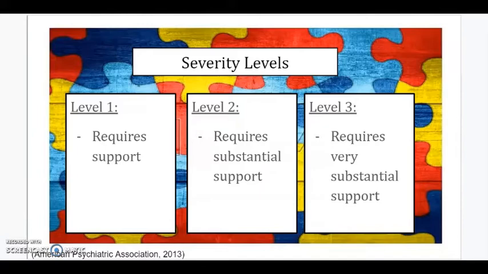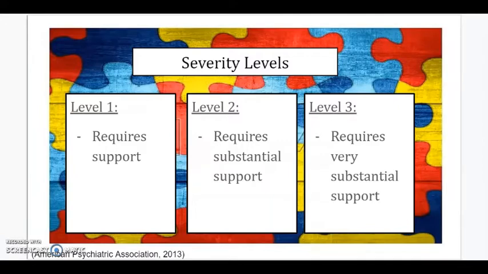Level 2 is a person that requires substantial support. There are pretty clear deficits in verbal and nonverbal social communication skills. The social impairments are apparent even when there are supports in place. Not so much initiation of social interactions, inflexible behavior, difficulty coping with change, or other restrictive, repetitive behaviors. And then there's distress or difficulty changing focus or action.